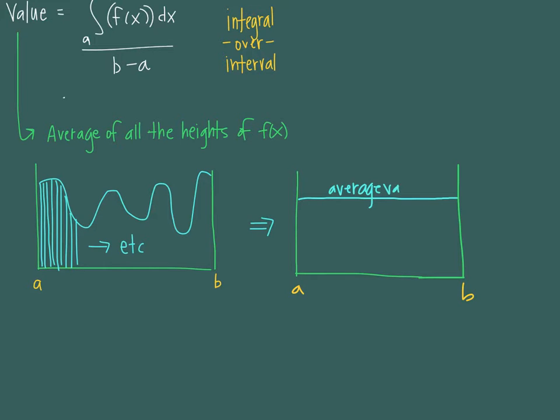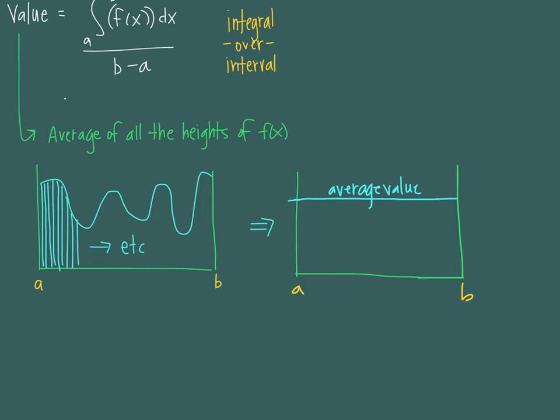So visually, that's what you're looking for. If you were to level out a function and make all the highs and all the lows equal to each other, basically making it a rectangle, where would that line have to be? That is called the average value, whatever that y value is.